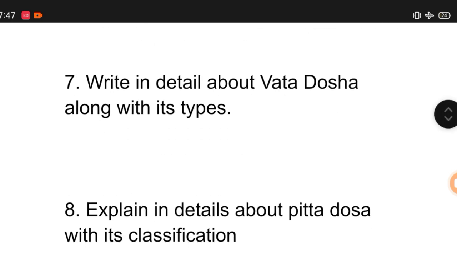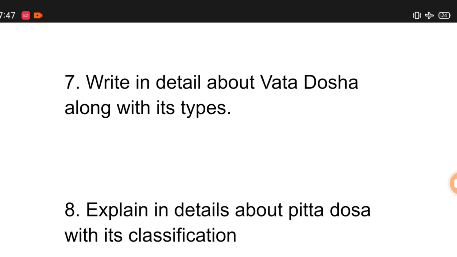Then the next question is: write the details about Vata dosha along with its types. For Vata, you have to write the Nirukti of Vata, Sthana of Vata, and Vruddhi and Kshaya of Vata. After that you have to write the types of Vata: Prana, Udana, Samana, Vyana and Apana, these 5 types. And if you learn all the shlokas of each, meaning Prana, Udana and so on, you can write them. Then after writing the shloka, write the meaning.